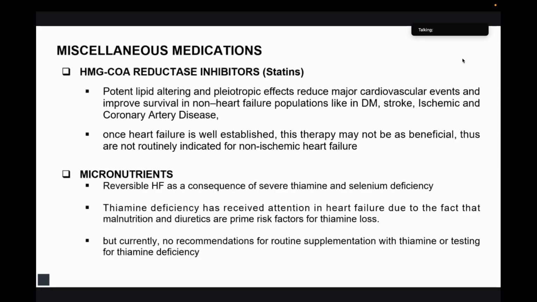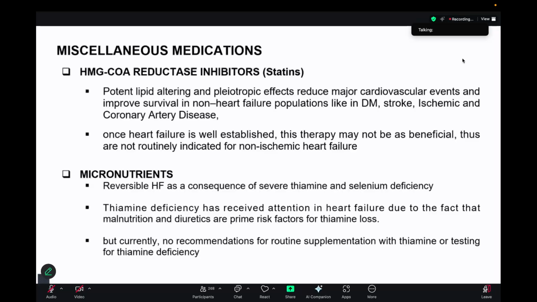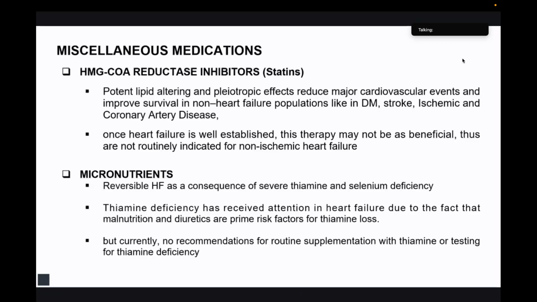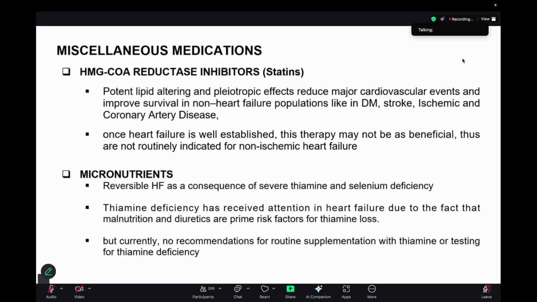There is evidence that suggests an association between heart failure and the micronutrient status of the patient. Reversible heart failure can occur as a consequence of severe thiamine and selenium deficiency. Thiamine deficiency has received attention in heart failure due to the fact that malnutrition and diuretics are prime risk factors for thiamine loss. But currently, there are no recommendations for the routine supplementation with thiamine or for the testing of HFrEF or heart failure patients for thiamine deficiency.